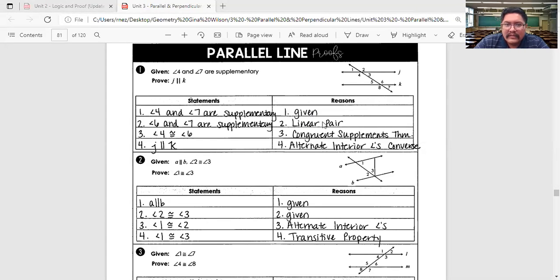I know some students like to put the first step up here so that linear pair would have been here, but no. The first step is always given because nothing happened to it. You haven't done anything besides rewrite it over here.